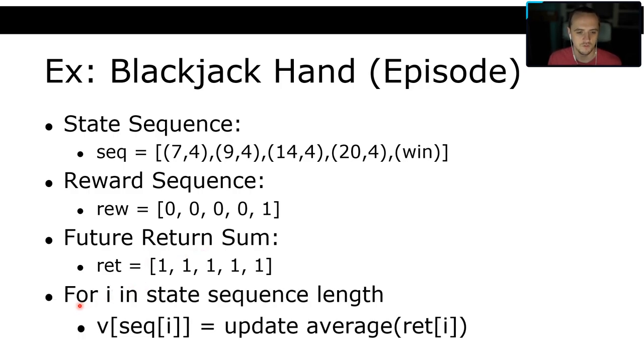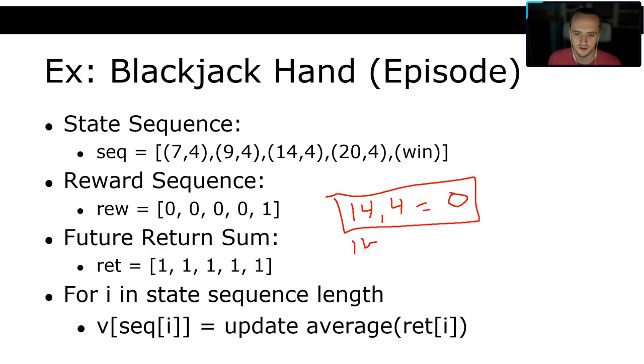So now what we do, for every i in the state sequence length, right? So for each of these states, we're going to go through and find our values, so V of sequence i, so somewhere we've got a hash table or a lookup table or something that I can index by these states. And for each of these states, we are going to update the average based on the fact that I just got a 1, okay? So for example, if the average of my state 14, 4 up to this point was equal to, like, maybe the first time I visited 14, 4, I got a 0.